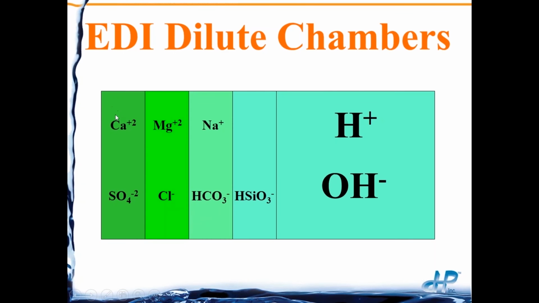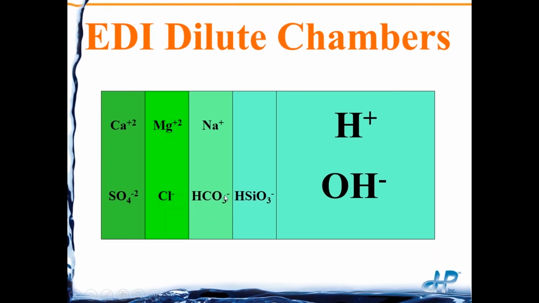So if we look at this from left to right, we'll see that in an EDI stack your easily removed, charged ions are going to come out very, very quickly. And then in the next layer, you're going to get more difficult ions to come out of the feed water. And that's what we're showing here. So actually somewhat similar to what you would see in strong acid cation, strong base anion resin beds.